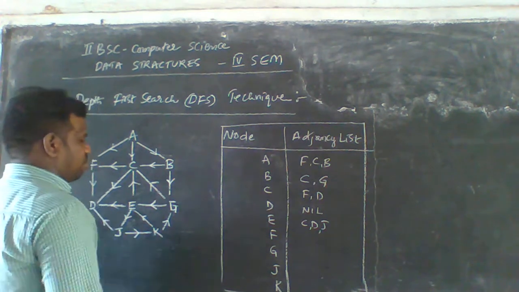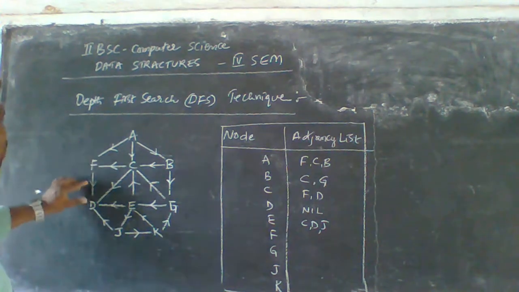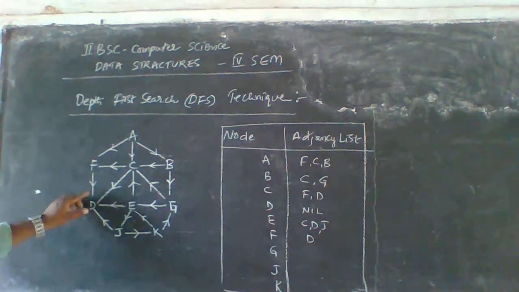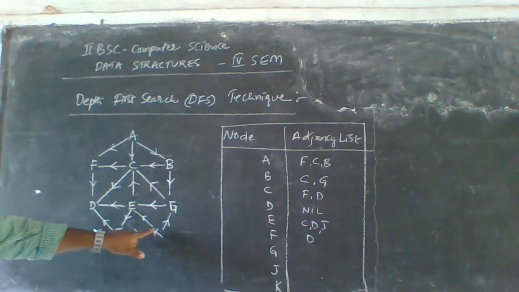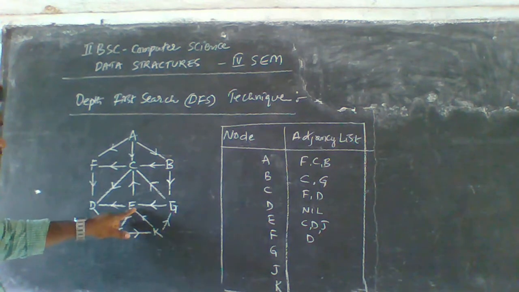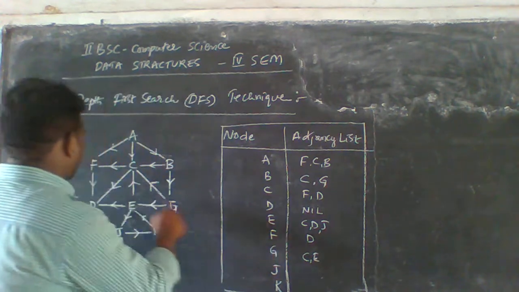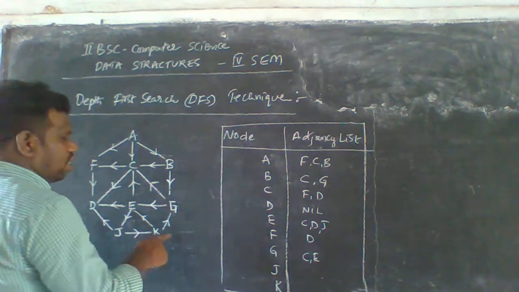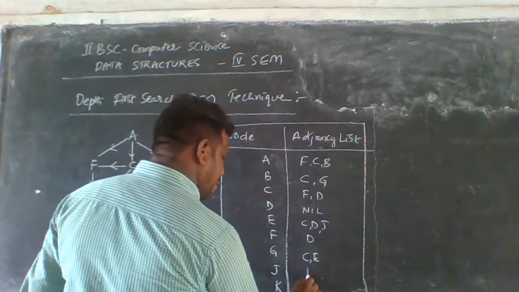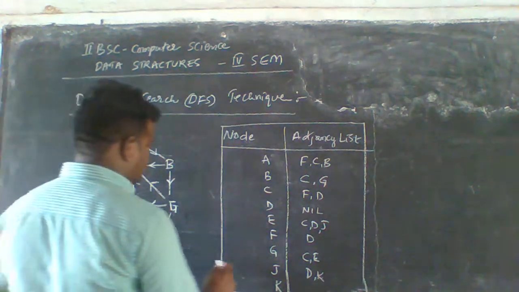Next, coming to F, F has only one out-degree, only D. Then G: the out-degrees are C and E. Next, J contains D and K, and the last one, K, contains only E and G.